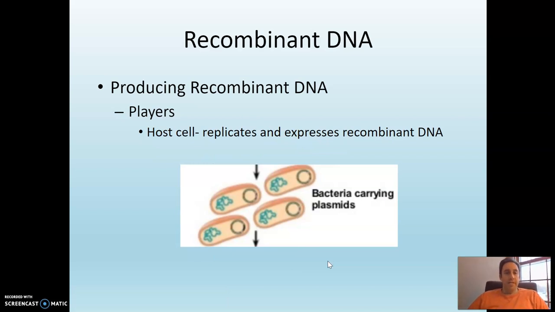The final player then is the host cell. The host cell is simply going to replicate and express our recombinant DNA. Oftentimes it's bacteria. It doesn't have to be. It could be yeast or even some mammals. But we need something that's going to take that recombinant DNA and actually make the protein for us.